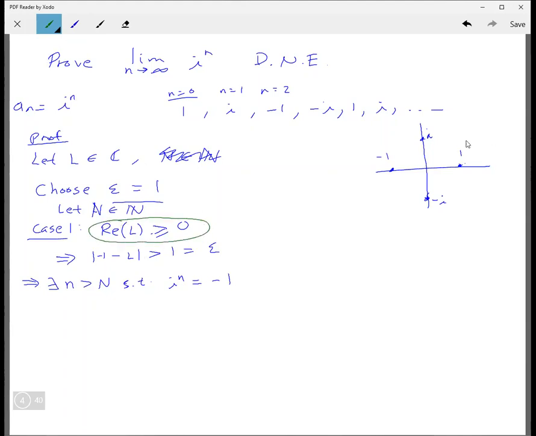Okay, so this set right here is everything over here, right? So the distance between this point and any point over here is greater than 1. It's greater than epsilon, the epsilon value that we've chosen. Okay, so that means that i to the n minus L is greater than epsilon.